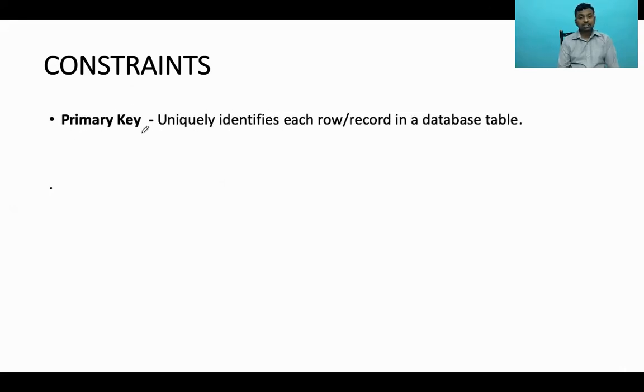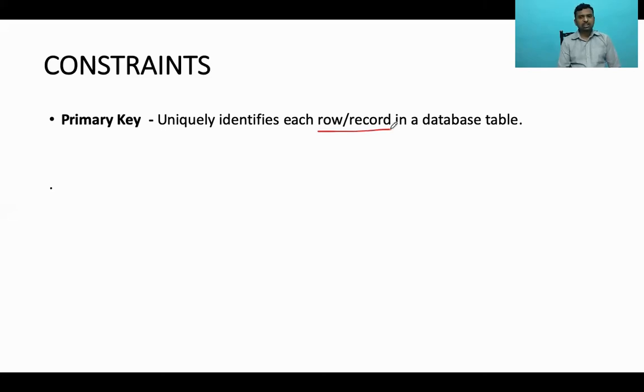Now, primary key, as I said already, uniquely identifies a row or a record in a database table. Previously I said that the ISBN number is the primary key, which identifies the entire record in a table, and that will be unique. That will be not null. Two things are there for that: it will be unique and it will be not null.